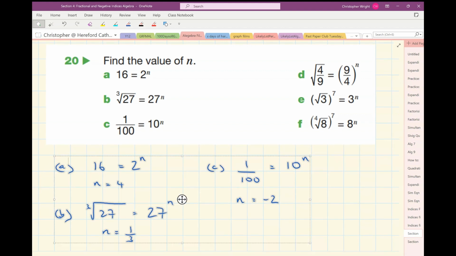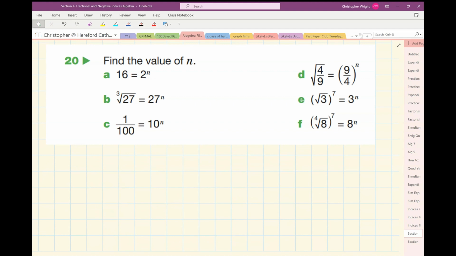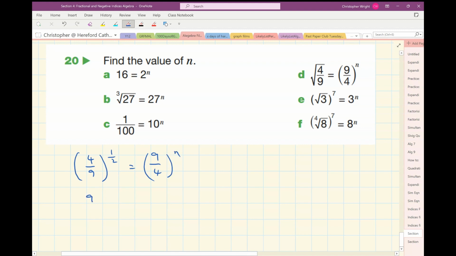Right. Let's look at D. D says the square root of 9 over 4. Well, the square root of 9 over 4, which is 9 over 4 to the power of a half, equals (9/4) to the power n. Well, I haven't quite got the left-hand side to 9 over 4 yet. That's switching it over, so I'd need to have minus a half there. Look at that. So n is minus a half.